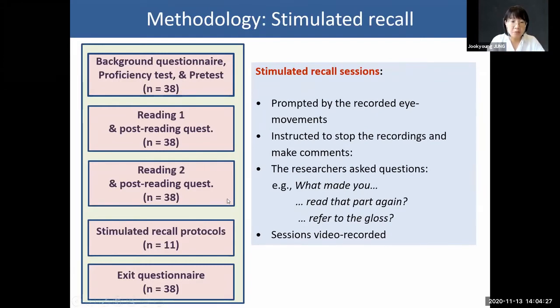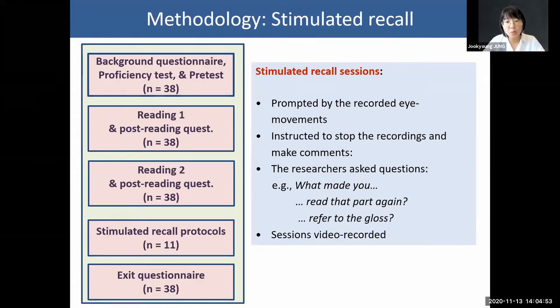And right after the reading, we conducted stimulated recall sessions, which were prompted by the recorded eye movements of their own. They were instructed to stop the recordings and make comments whenever they wanted. And the researchers also asked questions such as, what made you look at the words longer? Why did you read the part again? Why did you refer to the gloss, etc.?